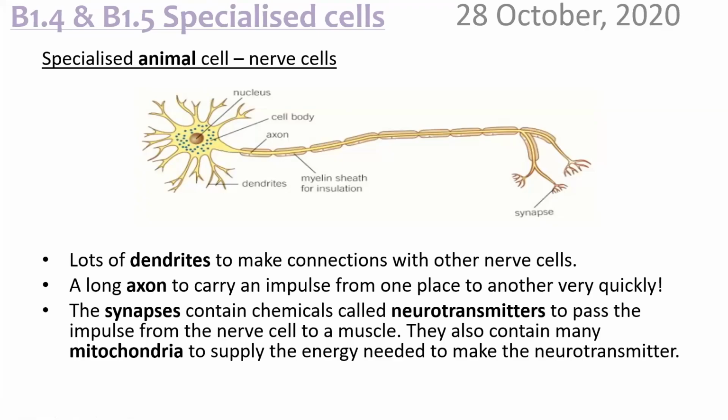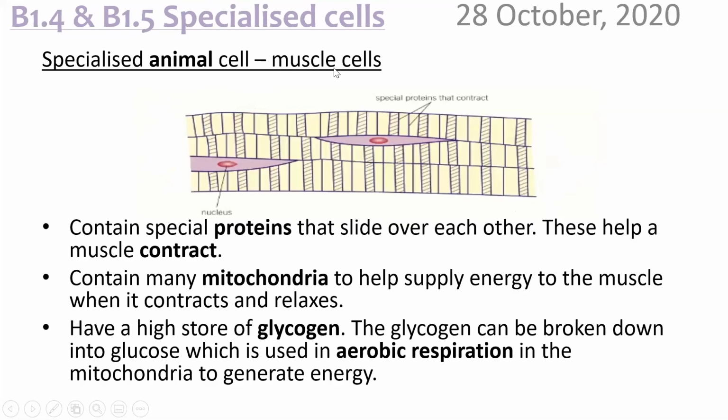So I put it first. It's a very interesting type of cell because it's so specialized, isn't it? It doesn't look anything like the other animal cells, but it's got the same parts in it. Okay, the muscle cells. These make up a lot of our body.